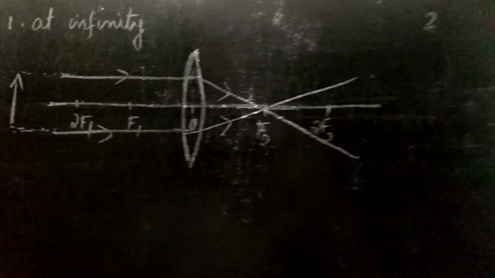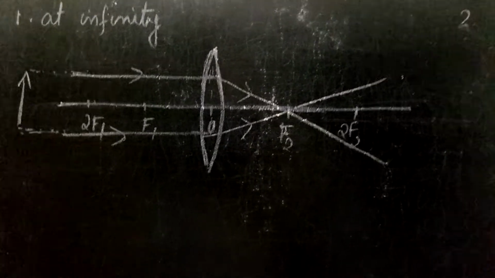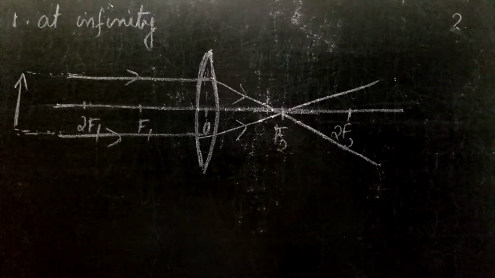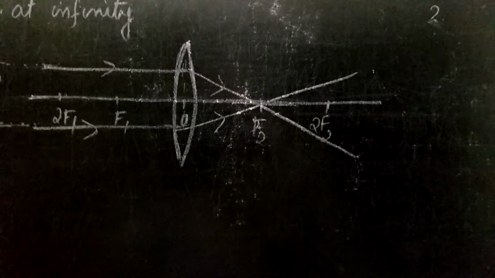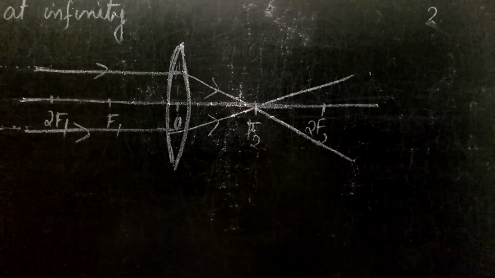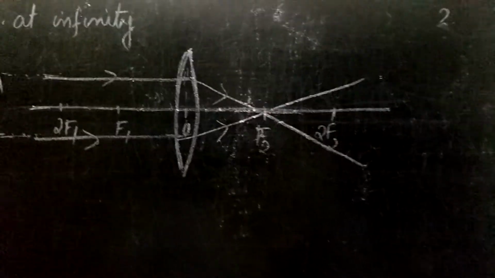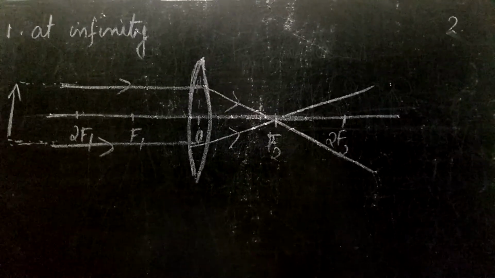Is it clear? So when the object is at infinity, the light rays will be parallel. So all the light rays after refraction converge at the focus on the other side. Isn't it? So image will be real, inverted and highly diminished or point sized. Now we can take the second position.